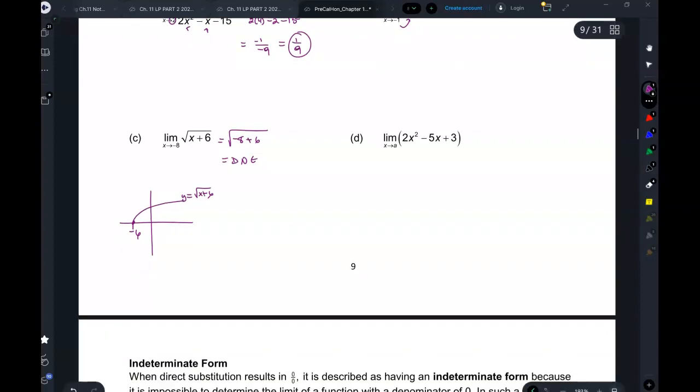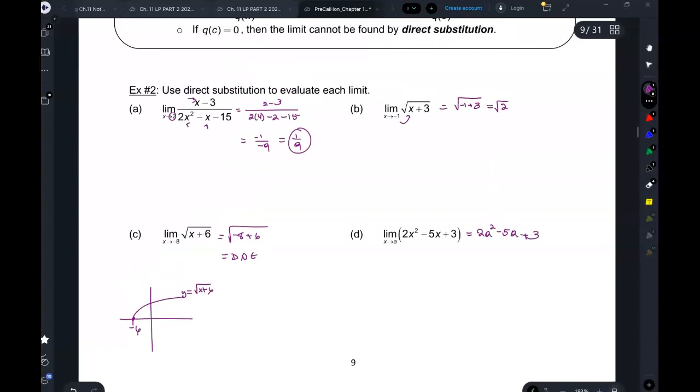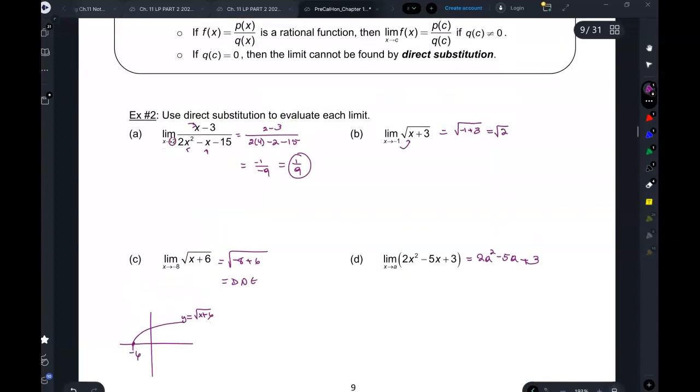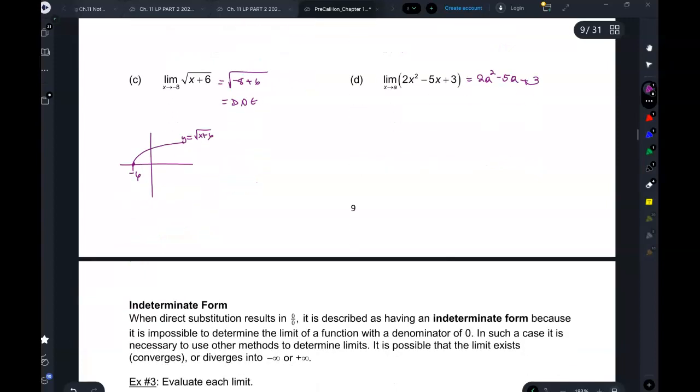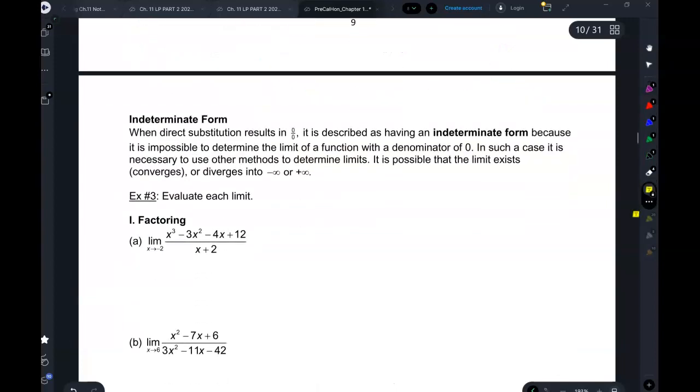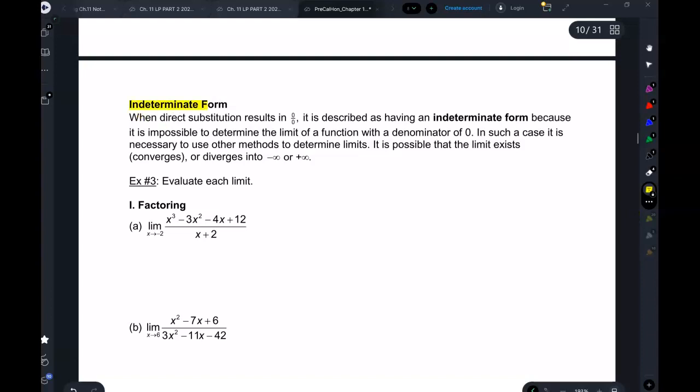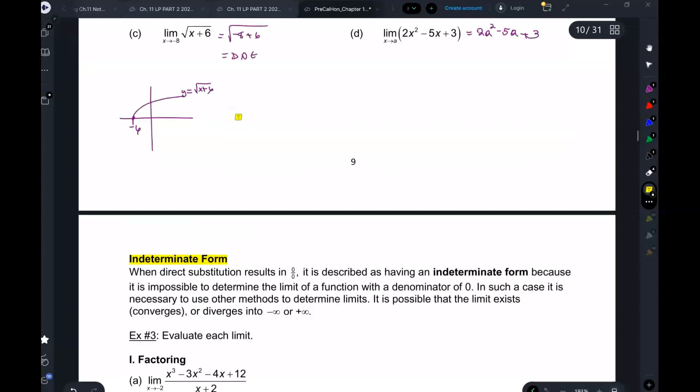Okay, so the next one, we want the limit as x approaches a. A is just another constant. No big deal. Just put a instead of x, and we still get the same thing. Okay, that's it. This is all fine and well, but you know, things never stay that simple, right? So let's talk about indeterminate form.